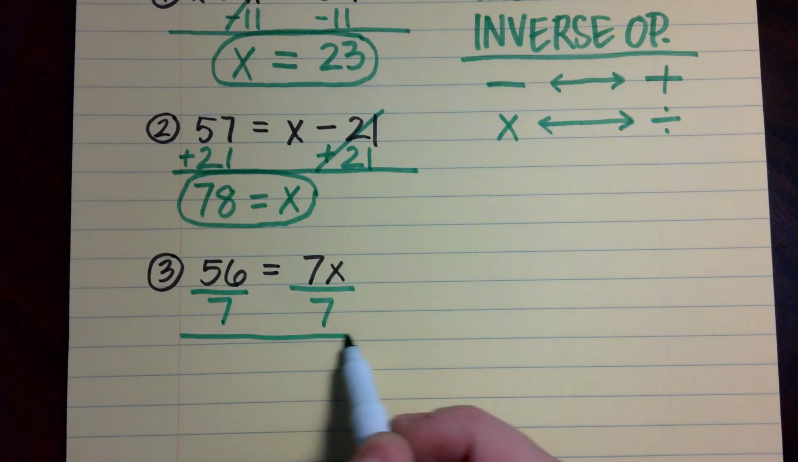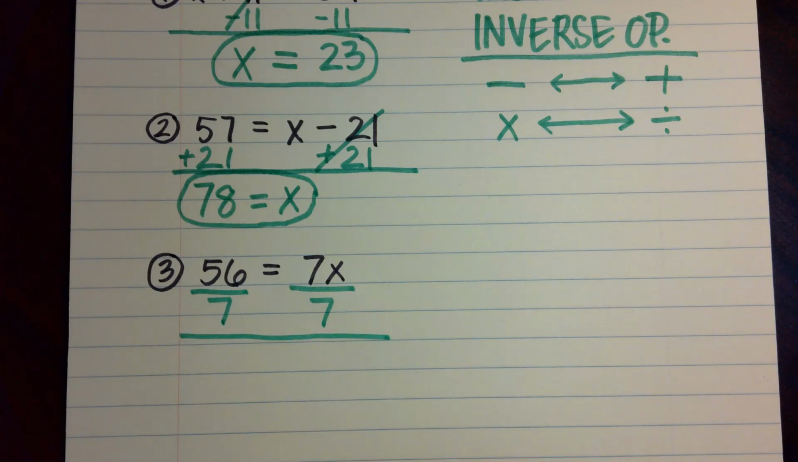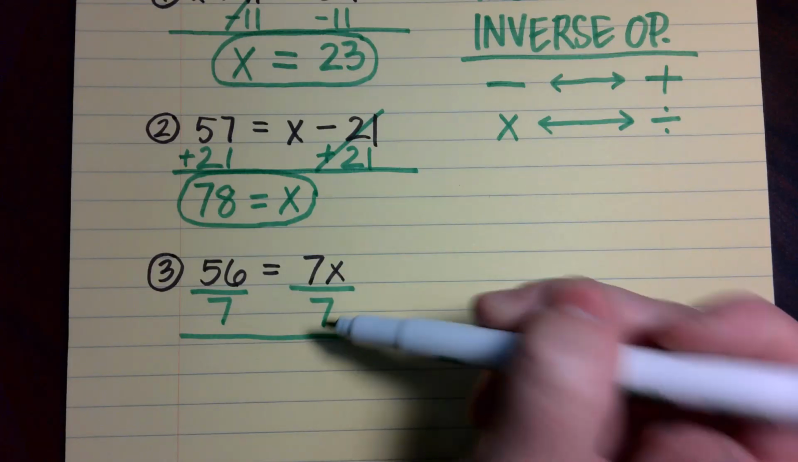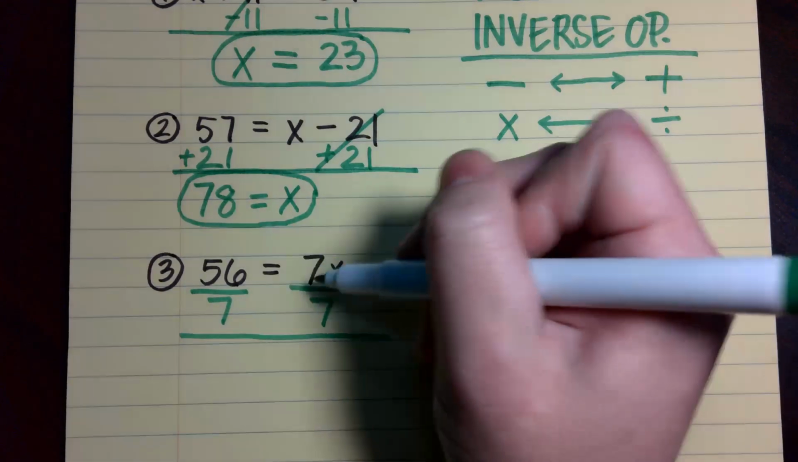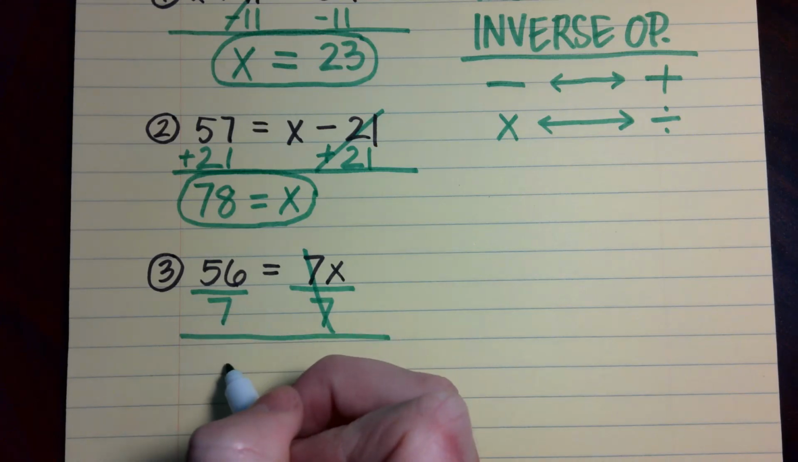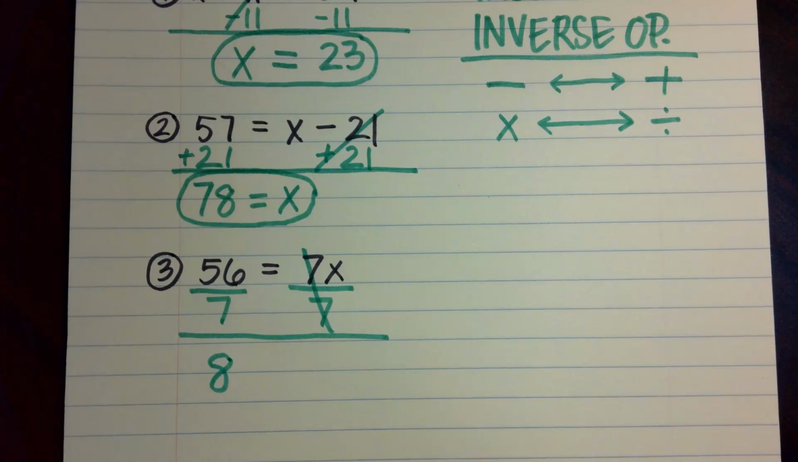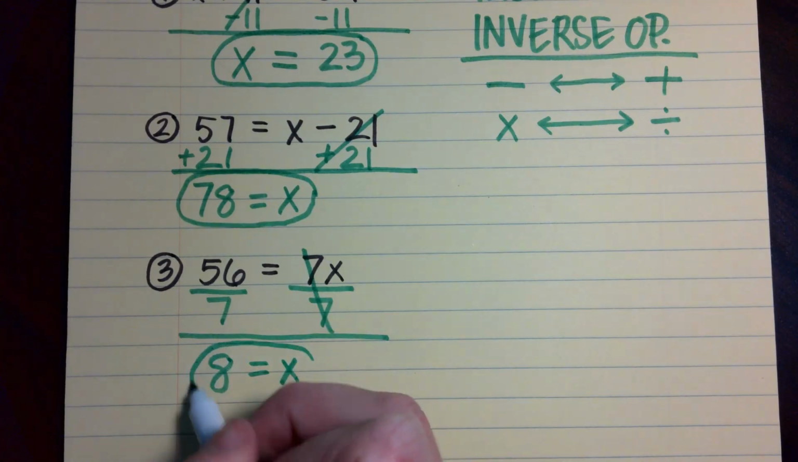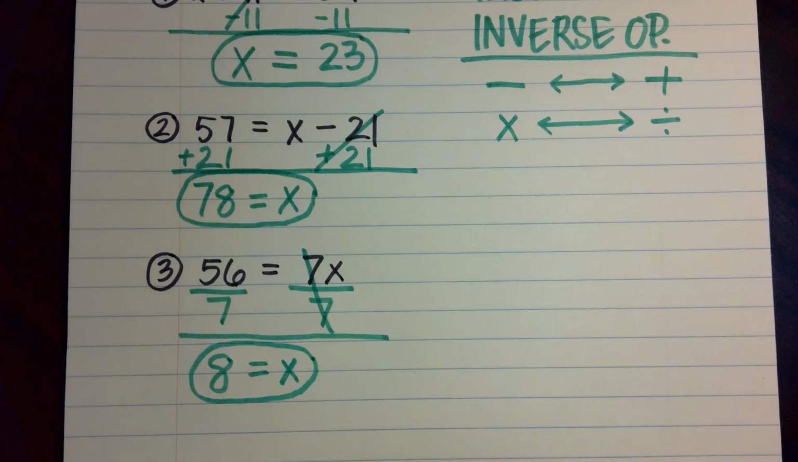Okay. Is everybody following me so far? All right. So what's going to happen to 7x divided by 7? My 7s are going to cancel out. All I've got left here is x. What is going to happen with 56 divided by 7? You get 8. Very good. So I'm going to write 8 right below, and then equals x. Perfect. Wonderful. Any questions about number 3 before we move on?